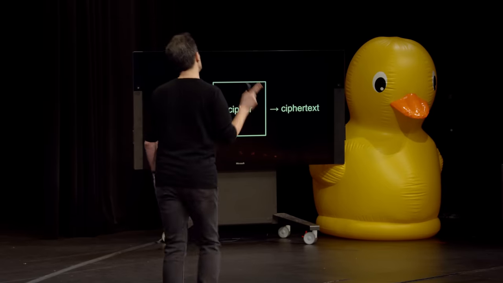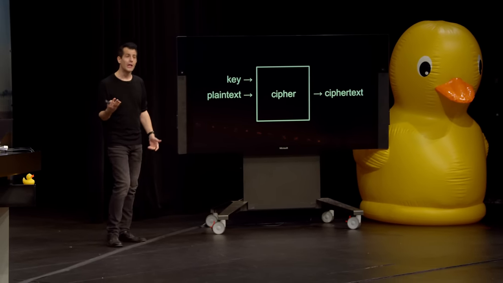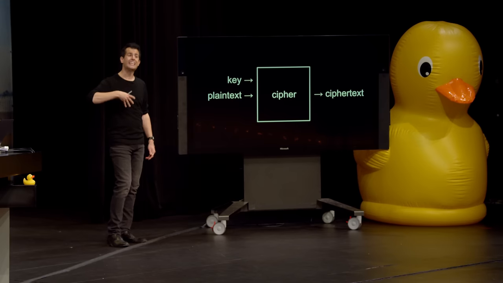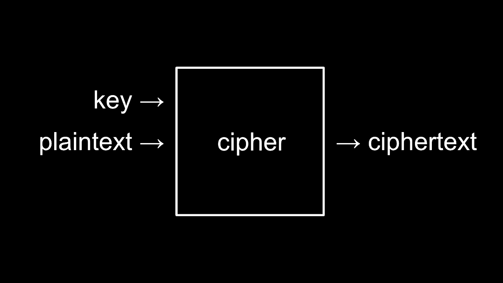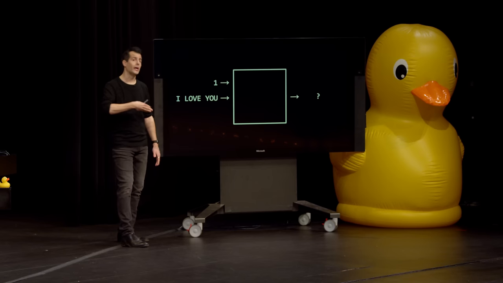But if your friend knows that you changed A to B, B to C by adding one to every letter, they could reverse that process and decrypt it. So the key, for instance, might be literally the number one. The message literally might be, I love you. But what would the ciphertext be or the output? Well, let's consider. I love you is a string, which as of today is an array of characters.